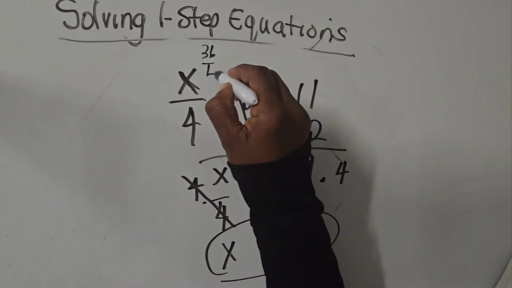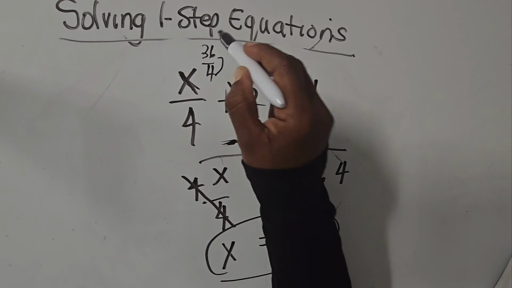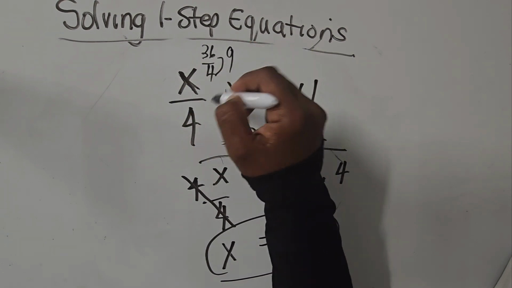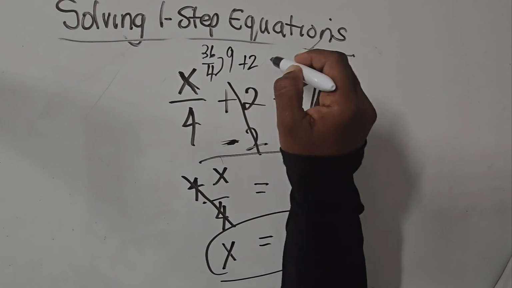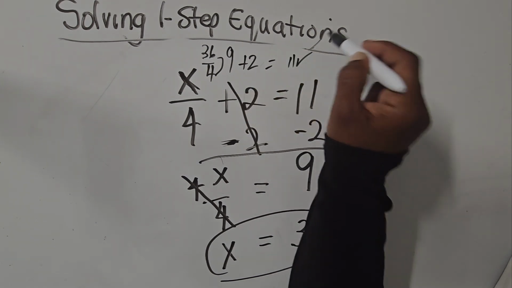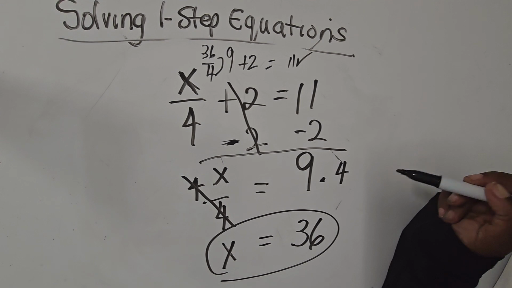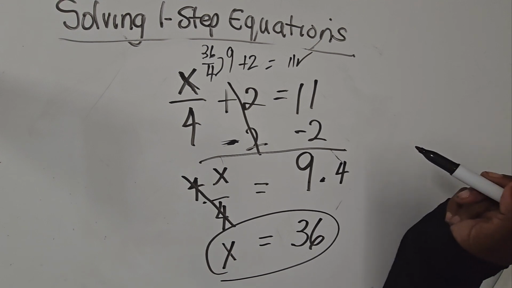36 over 4. 4 goes into 36 9 times. So that becomes a 9 plus the 2 equals 11. Check. So those are some simple ones. I'm going to dig and find some more complicated ones, and I'll come back with solving one-step equations part 2.